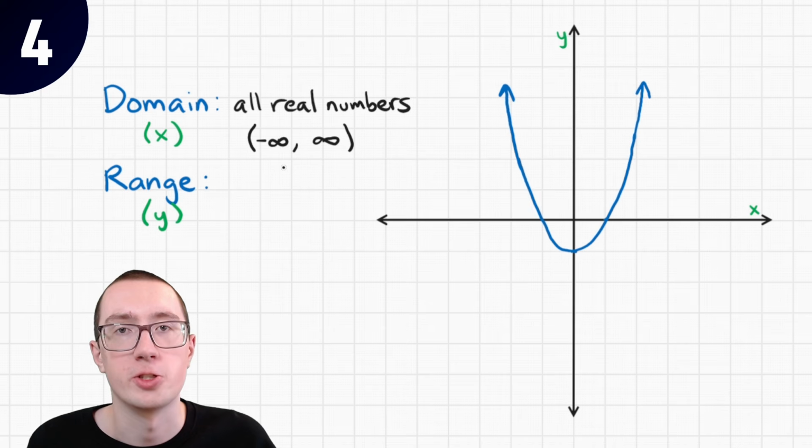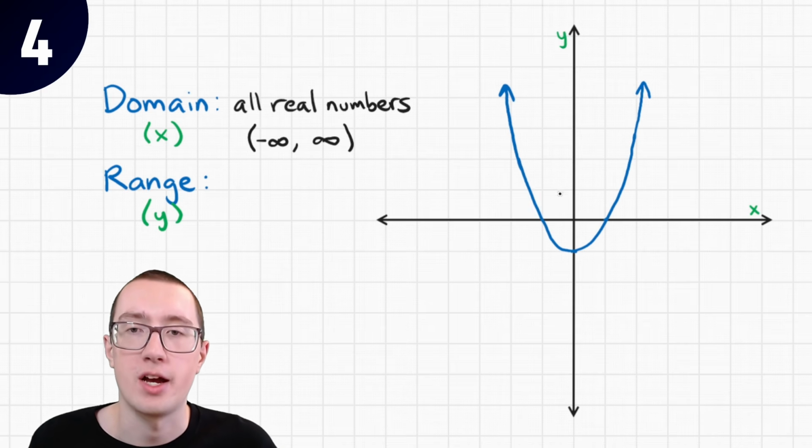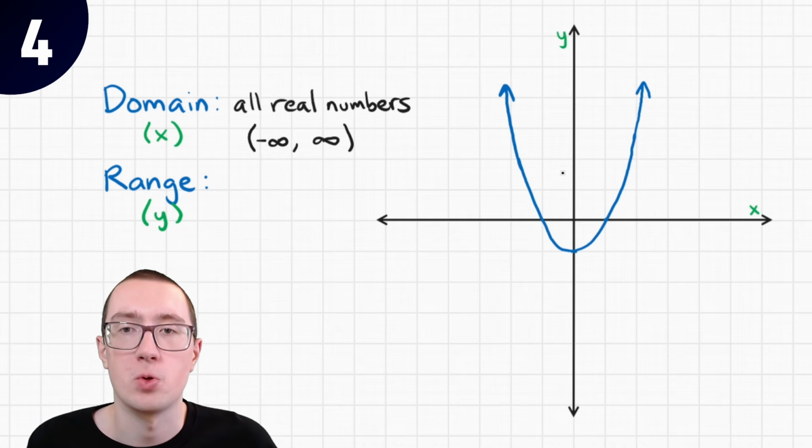Now, what about the range? Can we get any number for y as well? Well, remember that y is up and down. And if we were to just pick any number like 2, 2 is on the graph. See, it's right here. And it's also right here. We actually get 2 numbers for y equals 2.